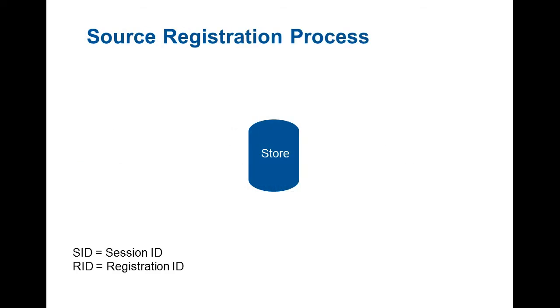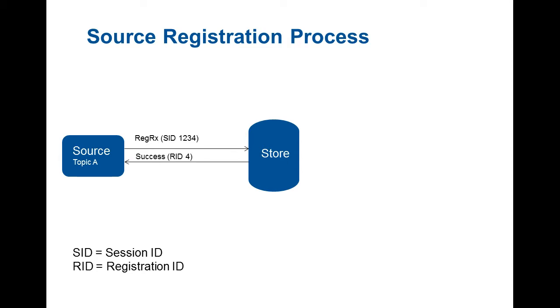The source registration process is as follows. An application with a source on topic A is created. It attempts to register with the store using session ID 1234. The store then sends the success code back to the source with a RegID of 4.